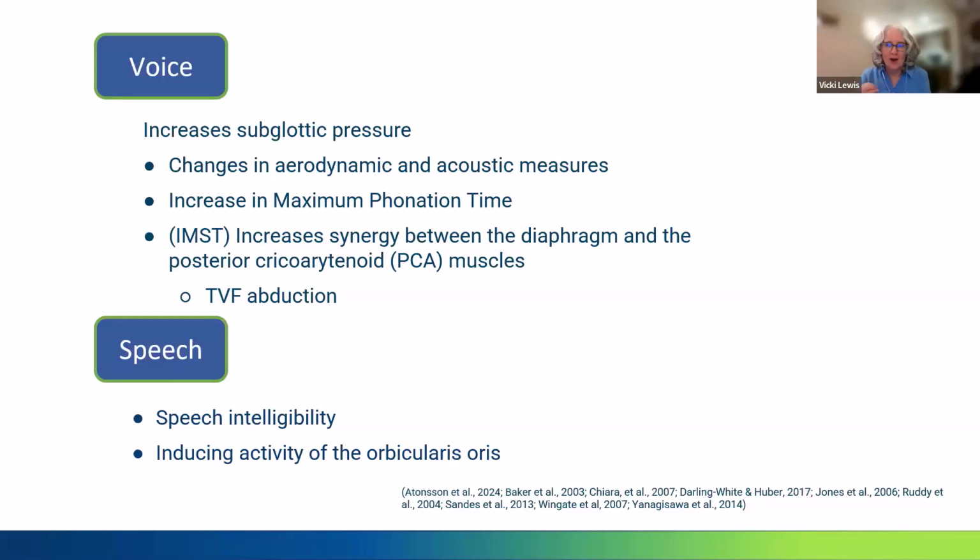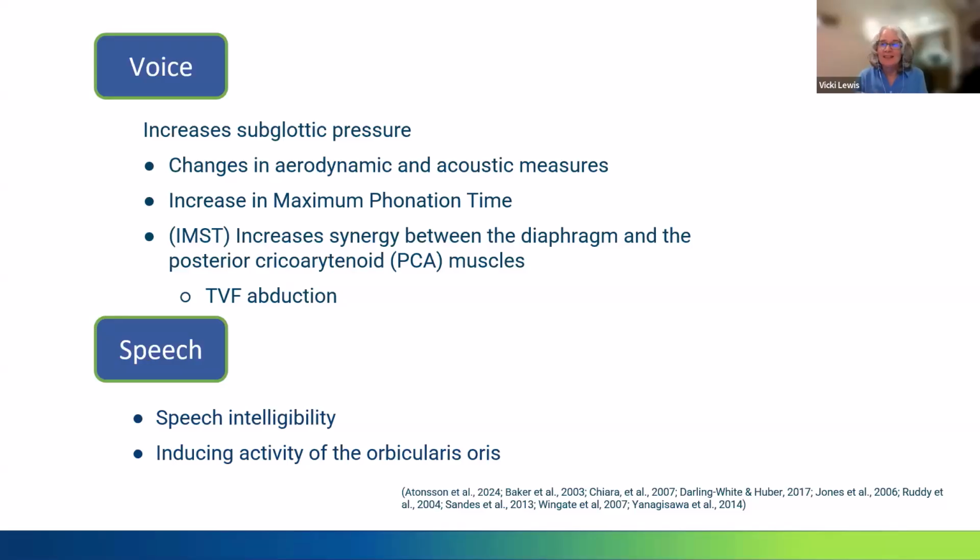Florence Blager taught all of us. And sometimes that's all my patients need, but sometimes I just can't seem to get them to the finish line despite treatment and medical management. And IMST has been found to increase the synergy between the diaphragm and the posterior cricoarytenoid muscles, promoting true vocal fold abduction. So use of IMST with that particular patient population has been published and has been found to be effective. And in my own experience, I have seen it do some really amazing work.